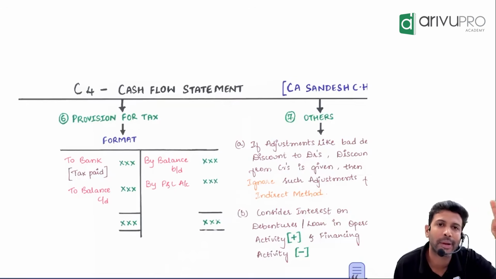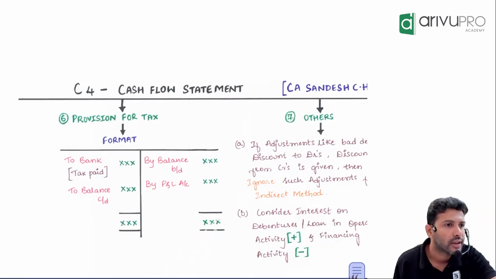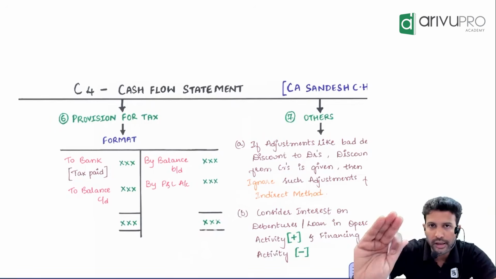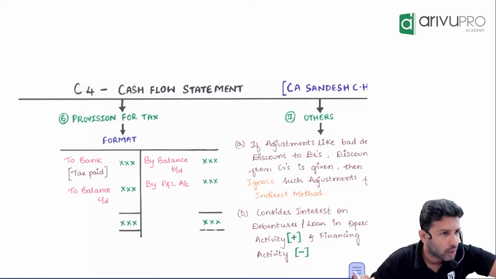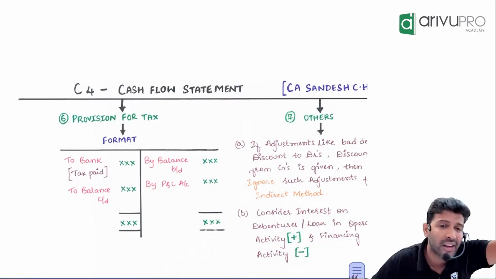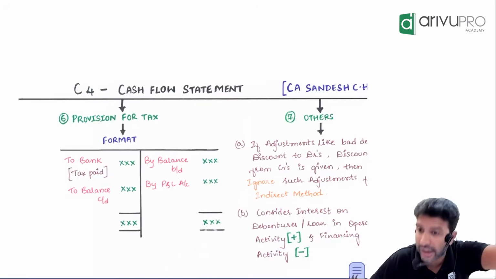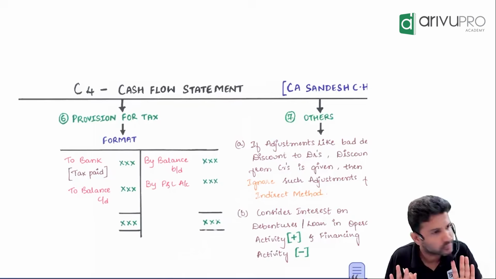Yes. Listen to this carefully. As far as the indirect method is concerned, for current assets and current liabilities which are related to operations, we only compare opening balance with closing balance and find out whether it has increased or decreased. All other adjustments are ignored. All other adjustments like bad debts, discount given to debtors, discount received from creditors. If a problem gives you all this, what should we do? Consider or ignore? Ignore. You don't have to worry about that.